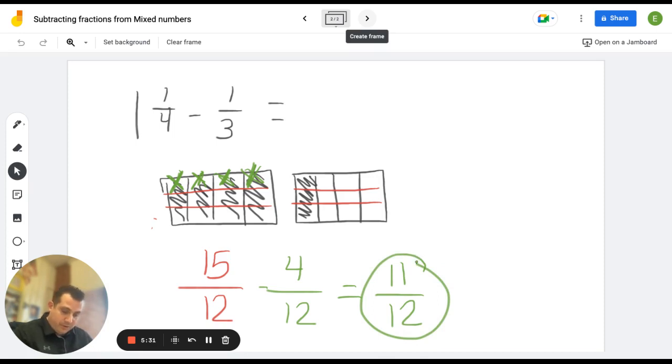So 1 1/4 minus 1/3 is equal to 11 twelfths. And that's how we're subtracting fractions from numbers between 1 and 2. We're subtracting fractions from a mixed number.